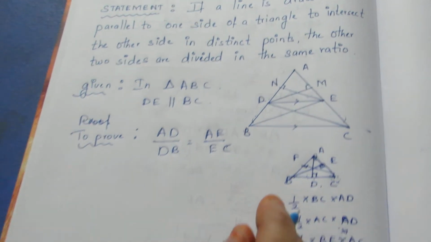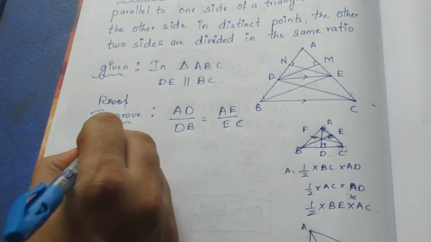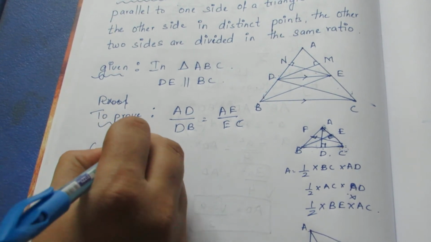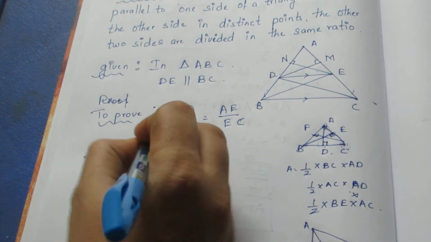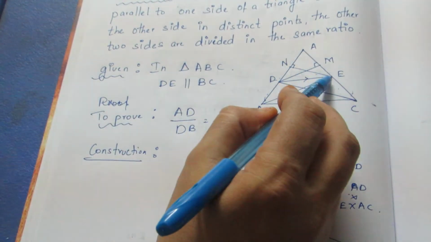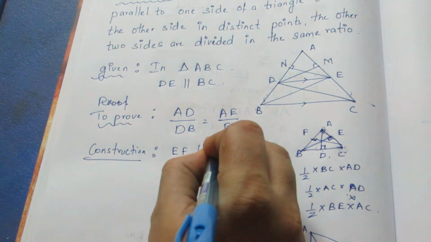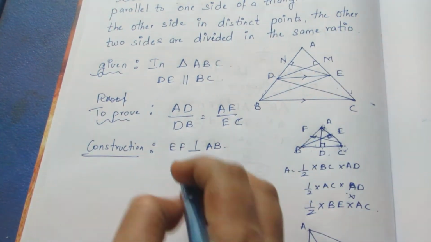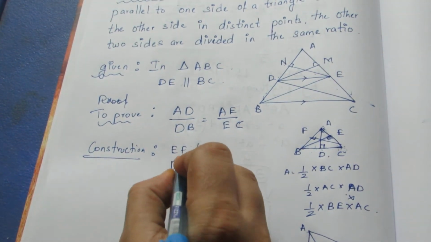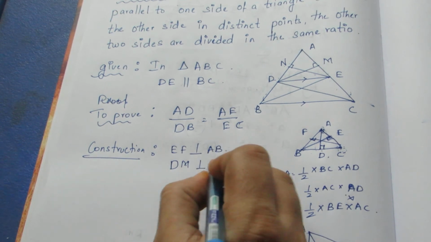Now let me write the construction. We are drawing a perpendicular, EF is perpendicular to AB. Same way, this side we are drawing a perpendicular, that is DM is perpendicular to AC.